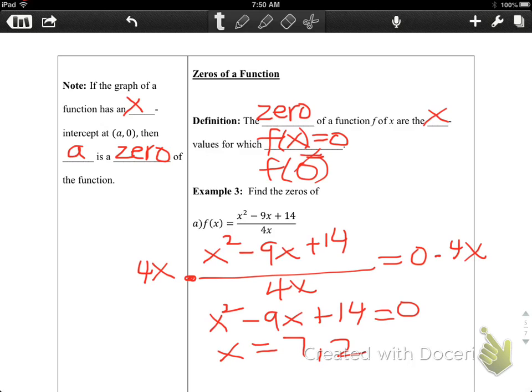So what that tells us is that for this function, the zeros are 7 and 2. But when we get into graphing functions, this also tells us that (7, 0) and (2, 0) are on our graph.